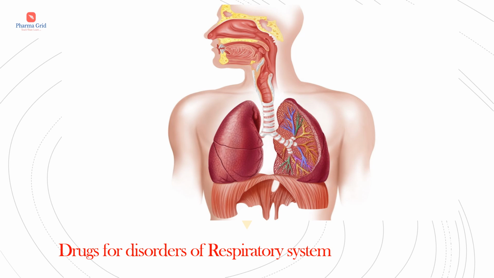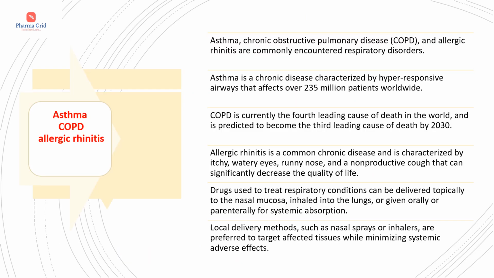So today we are going to learn about various disorders of the respiratory system and their treatment options. Asthma, chronic obstructive pulmonary disease, and allergic rhinitis are the commonly encountered respiratory disorders. Asthma is a chronic disease characterized by hyperresponsive airways that affects over 235 million patients worldwide.